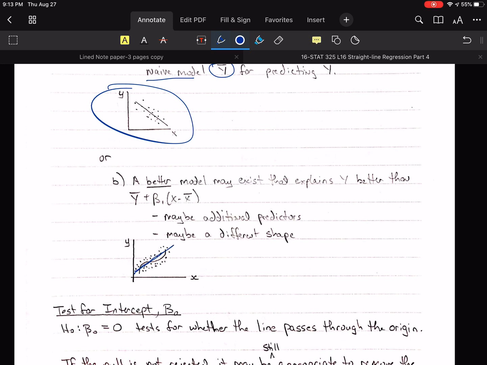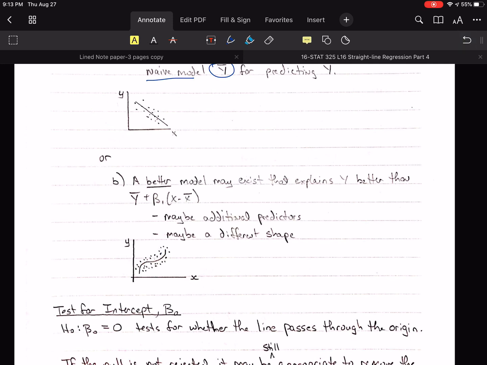So here, my blue is not working very well. Let me change this to red. Maybe it'll show up better.